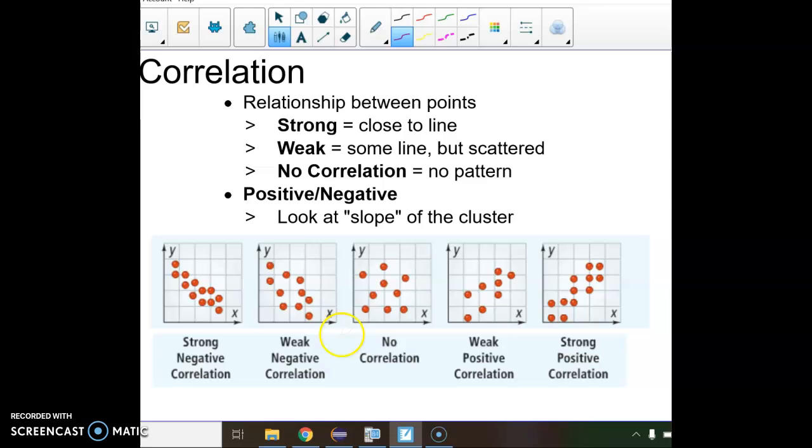Basically there are two parts to it. It's a positive or negative slope, and then is it a strong or weak correlation? The tighter it is to a line, the stronger it is. So probably the strongest correlation is this one over here because it would be the tightest to our line of best fit.